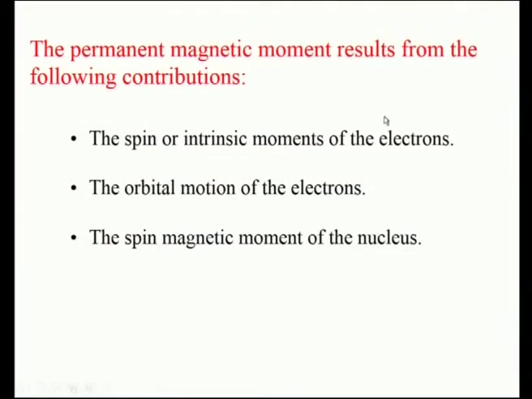The permanent magnetic moment in a material results from the following contributions. First one is coming from the intrinsic spin magnetic moments of electrons, which we had seen, where the magnetic moment is arising from intrinsic spinning motion of the electrons with respect to the spinning axis. And the other one is orbital motion of the electrons, and this is all coming from the electrons which are orbiting around the nuclei.